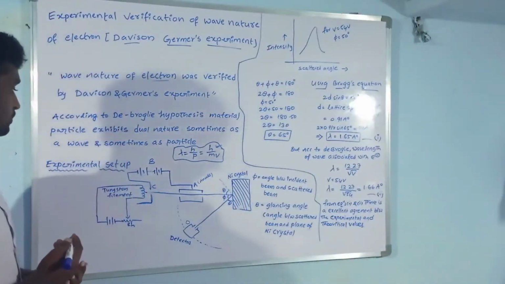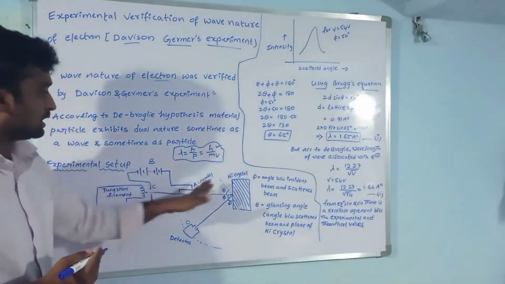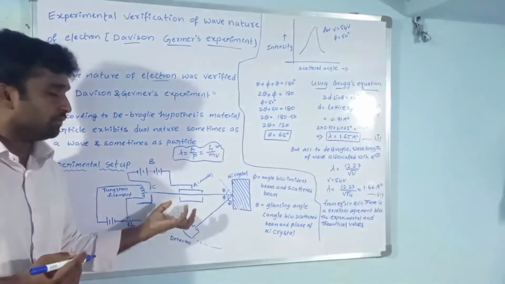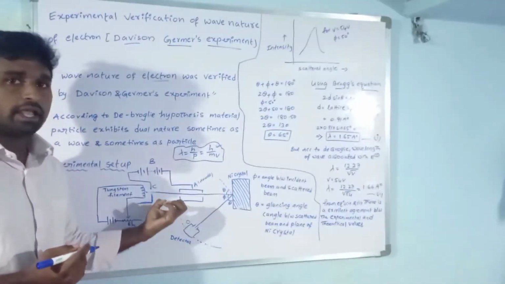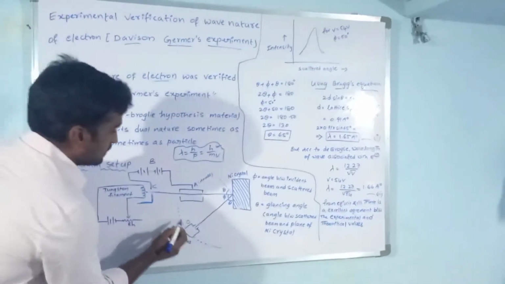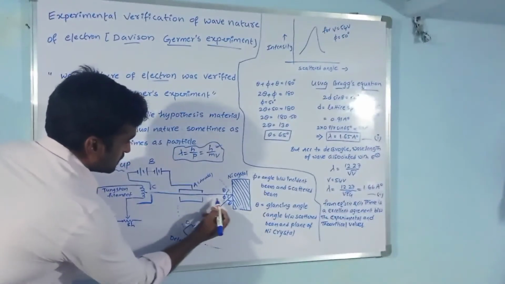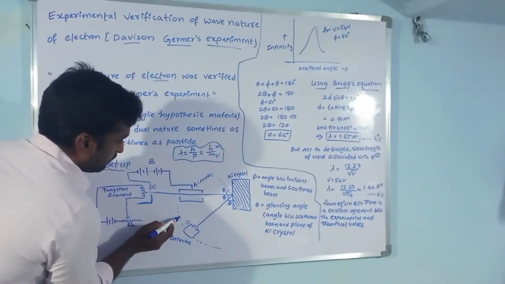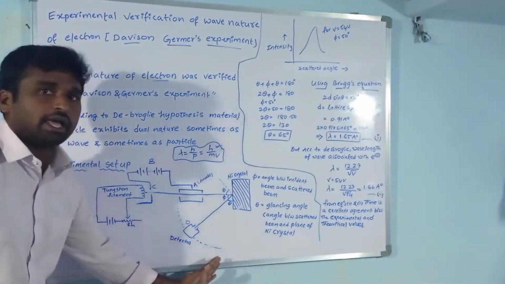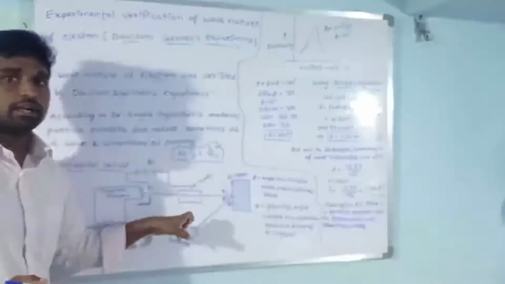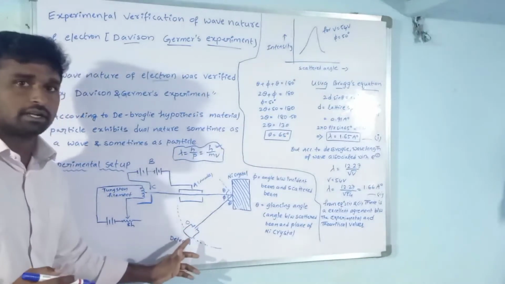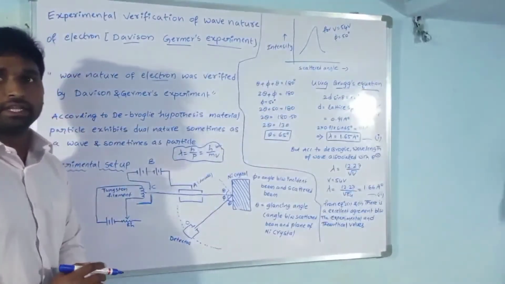Now when the electron beam is incident on the nickel crystal, the beam is reflected at different angles. At which angle does the scattered electron beam have maximum intensity? This is the rotating scale, marked 0, 20, 30, 40, 50, 60, 70, 80, 90. At which angle does the scattered beam have the highest intensity? That is detected by the detector placed on the rotating scale.